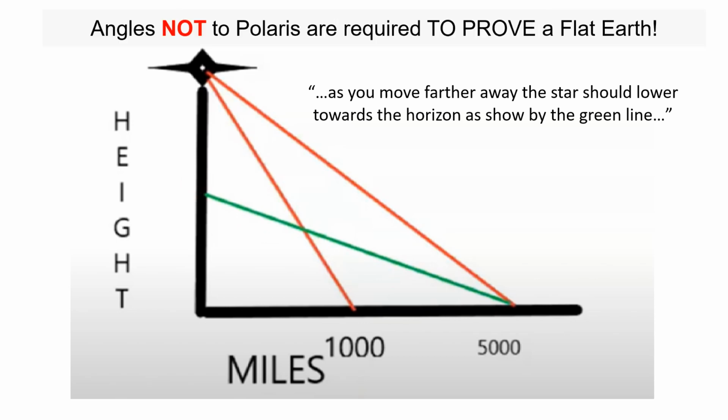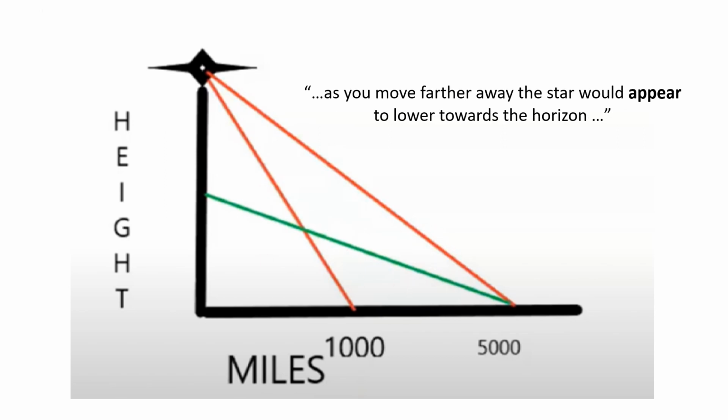So the funny thing is that Multi-Tom actually deceived himself. And if there was truth in advertising, the title to his video should have been Angles Not to Polaris Are Required to Prove a Flat Earth. Because this is actually a green line of perspective. Now, if Multi-Tom actually understood how perspective worked, what he would have said is, as you move farther away, the star would appear to lower towards the horizon. And funny enough, his diagram actually shows this.